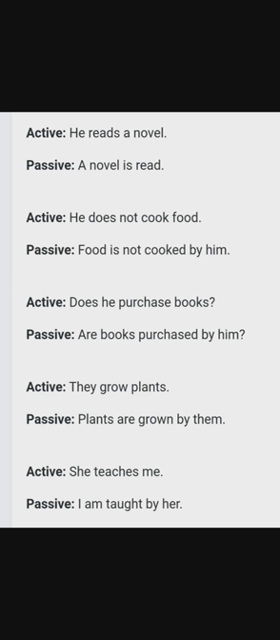She teaches me. I am taught by her. See, me, when it comes to the subject, it will be converted into I. And then we will have to introduce am also. If you write I taught by her, I think it's useless. So definitely, you will have to introduce a word from your own side also.